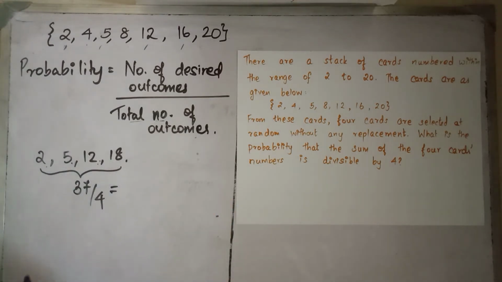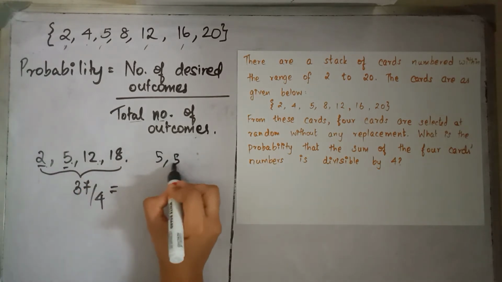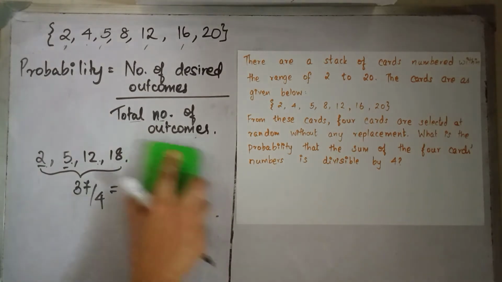Without any replacement means I cannot have 2 of one number. I can't have 5, 5, 12, 18. There can be no repetition. Okay, so now let's proceed with the problem.